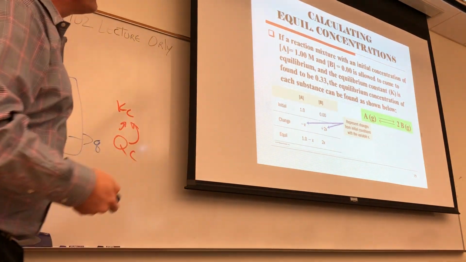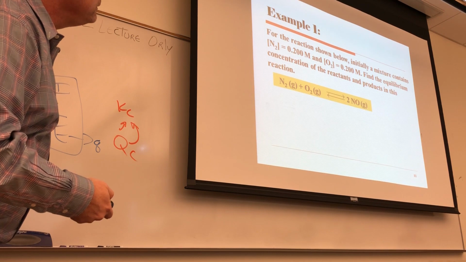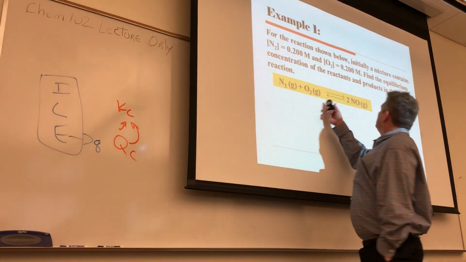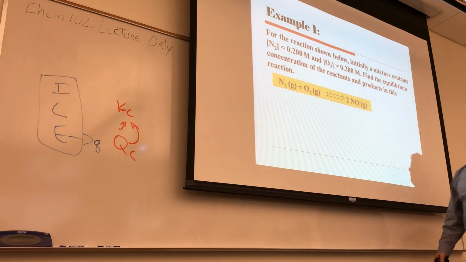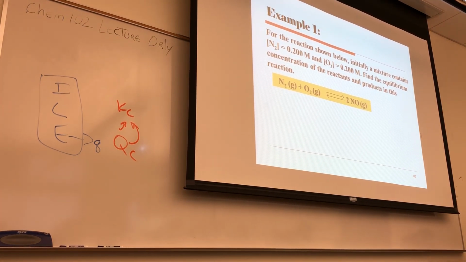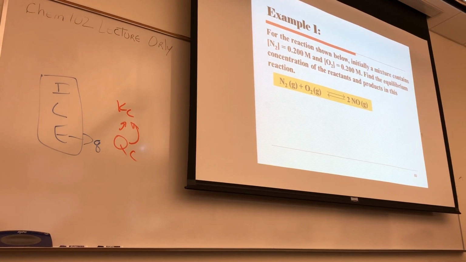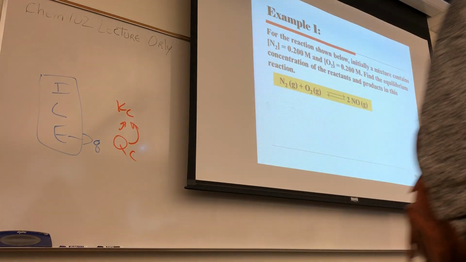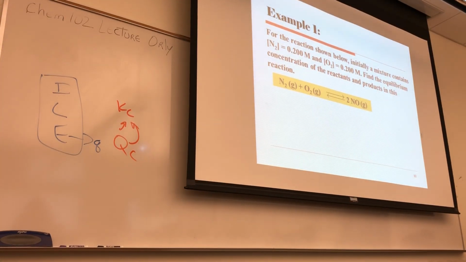Okay, so let's go ahead and try that. We are doing an example. I have the synthesis of nitric monoxide, and it says for the reaction shown below, my initial concentration of nitrogen is 0.2 molar. My initial concentration of oxygen is 0.2 molar. Find the equilibrium concentration of the reactants and products in this reaction.